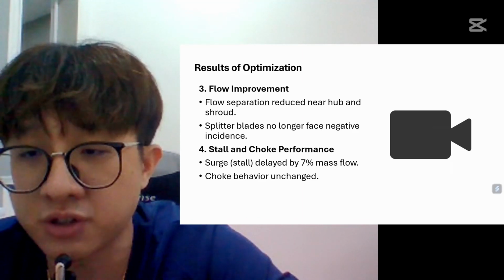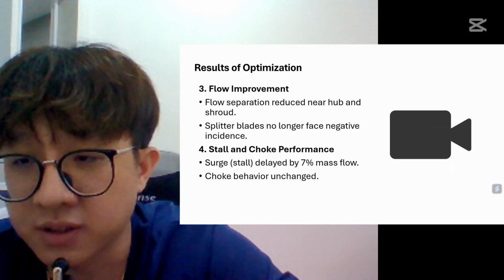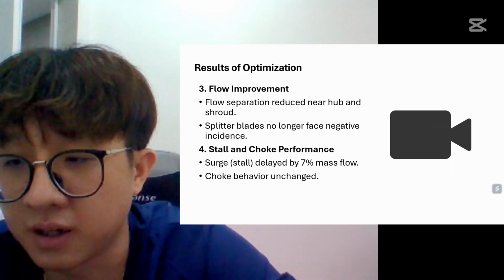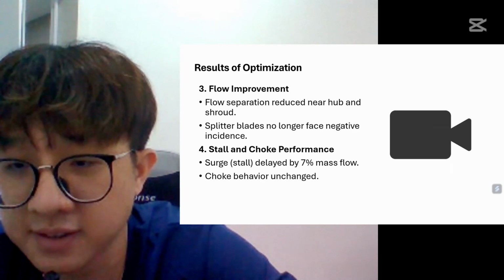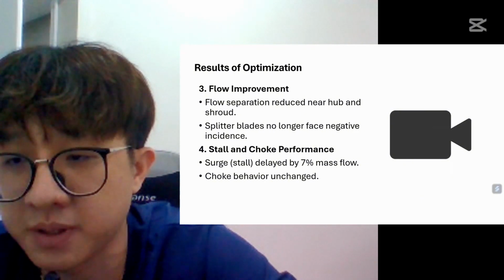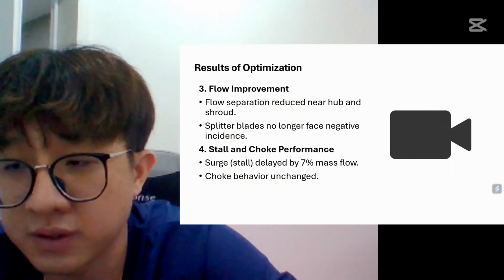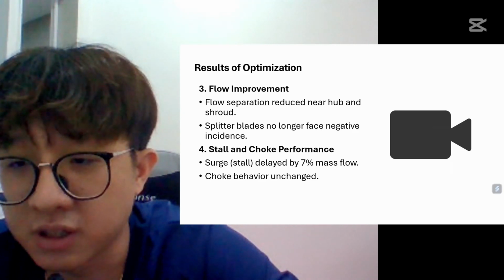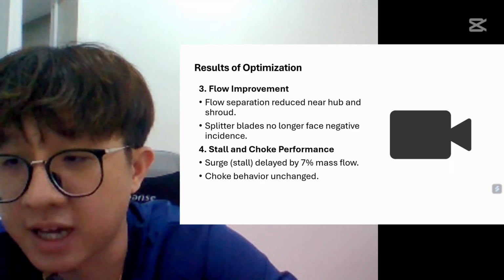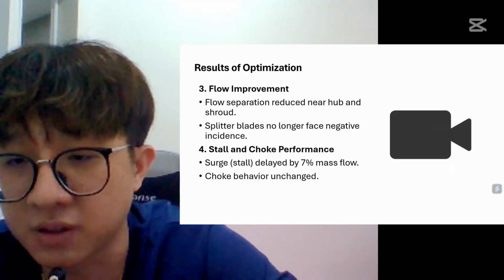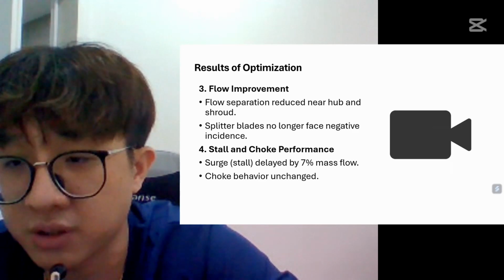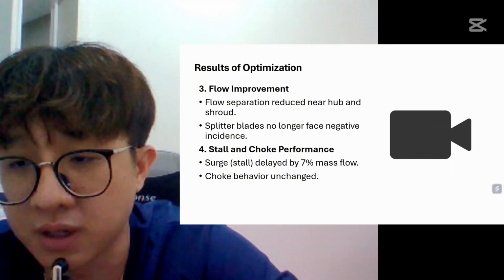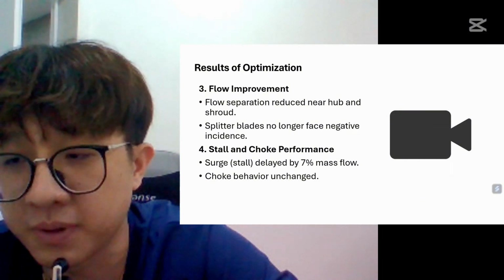For the surge and choke behavior, one of the most notable results was the 7% delay in the onset of surge. This suggests an increased margin of stable operation, especially at low flow rates. Although the choke characteristic remained mostly unchanged due to geometrical constraints at the throat, the shock wave structure near the shroud was better managed, contributing to a more robust high-speed operating envelope.